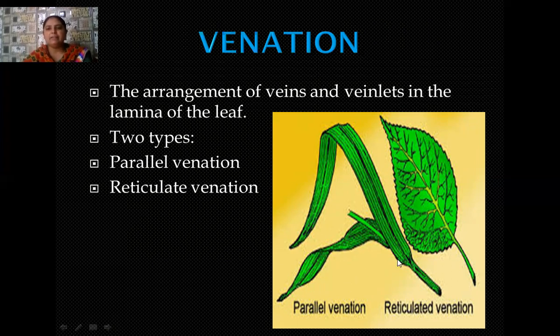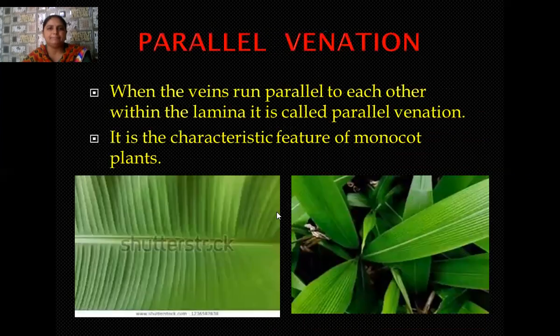In case of parallel venation, all the veins arrange themselves in a parallel manner. Whereas in case of reticulate venation, there is a network of veins. There is one main vein or primary vein which is known as midrib, and so many other veins arise from this midrib, and these are known as the lateral veins, and from these lateral veins some other veinlets arise. So parallel venation is the characteristic feature of monocot plants, whereas reticulate venation, where the veins form a network, is the characteristic feature of a dicot.